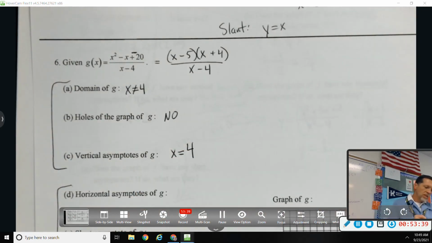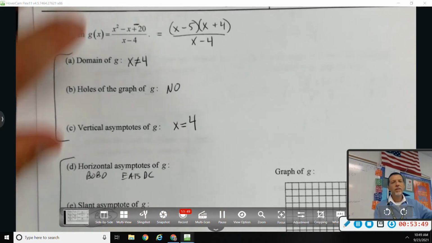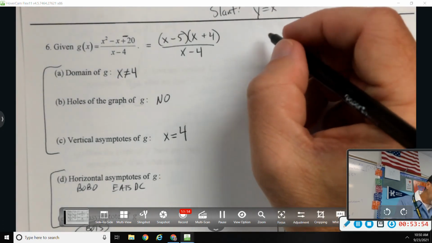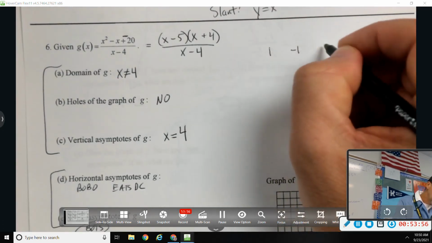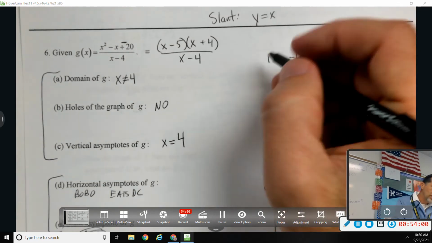Is this Bobo or Bots or Eats DC? Bots, because we just got doing some slant examples. So I need to divide. At least I'm eligible for synthetic division here.